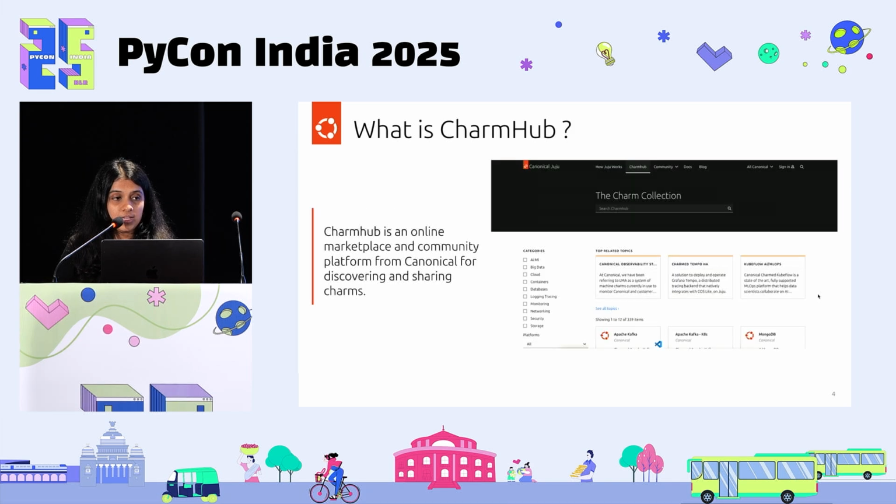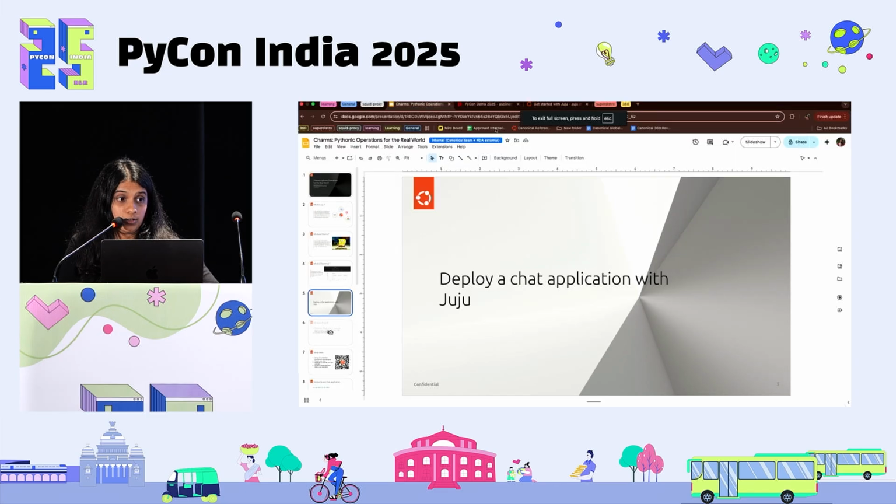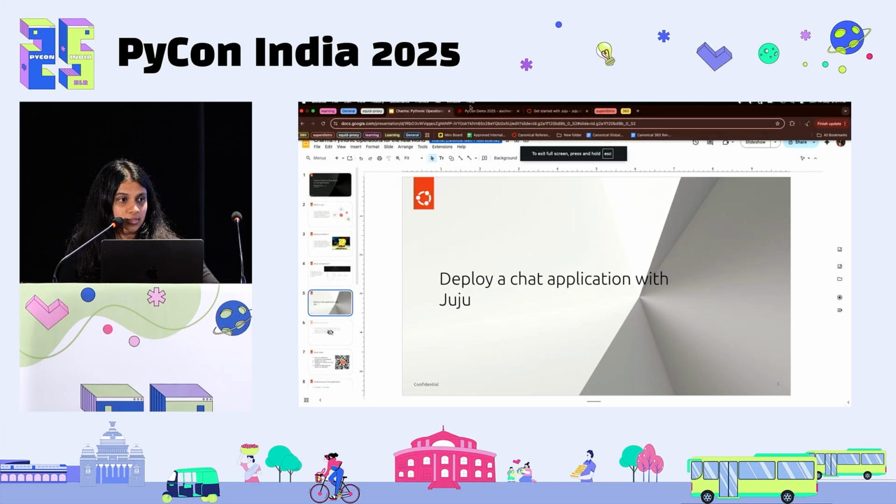The next one is Charm Hub. Charm Hub is an online marketplace and a community platform that's made by Canonical for discovering and sharing charms. So if you end up charming your own application, you can publish it on Charm Hub. Let me show you what it's actually like to deploy a chat application on Juju with a small demo.